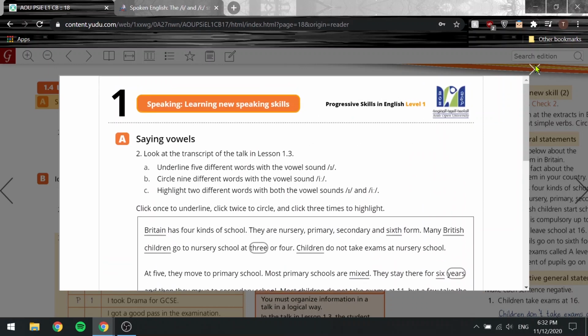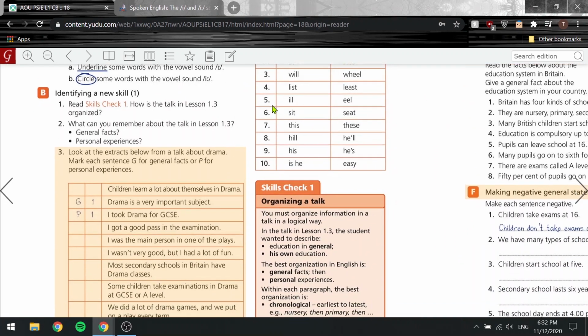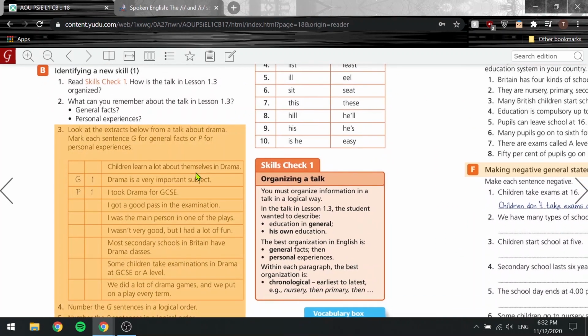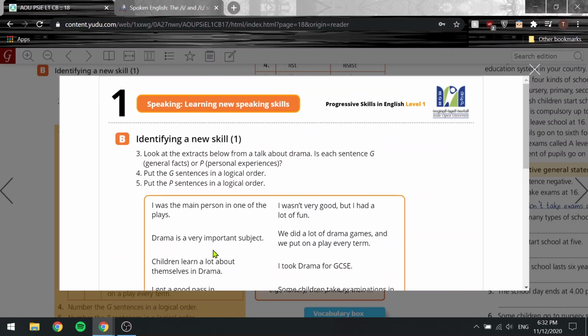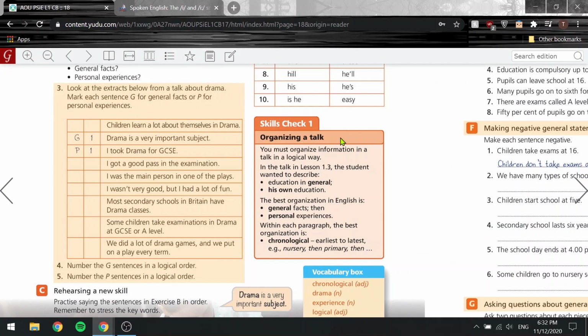Now let's move on to the second exercise. What do we have here? We have exercise B. Looks like we have a skills check, so let me take a look. I'm going to turn this off. Actually, before I do that, let me take a look at the skills check.